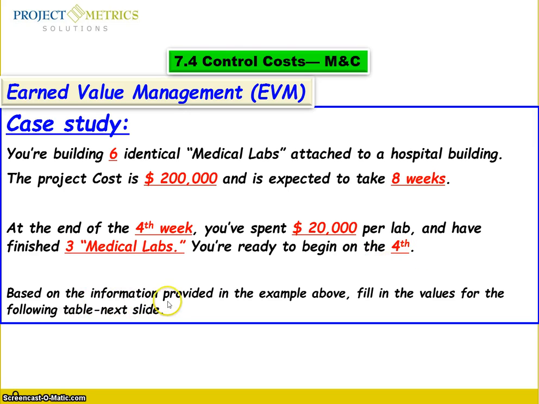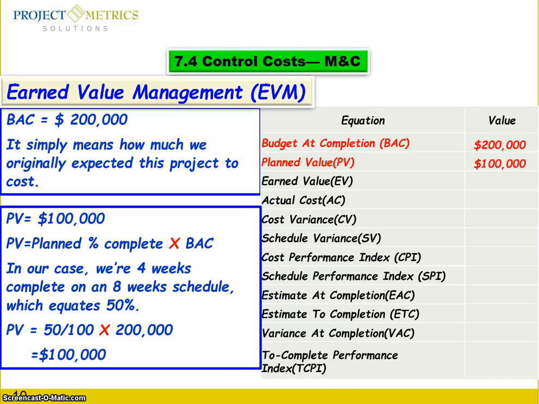Based on the information provided in the example above, fill in the values for the following table on the next slide. Let's start with the budget at completion. It simply means how much we originally expected this project to cost. Then the planned value: the planned percent complete times budget at completion. In our case, we are 4 weeks complete on an 8-week schedule, which equates to 50%. So you come up with this value.